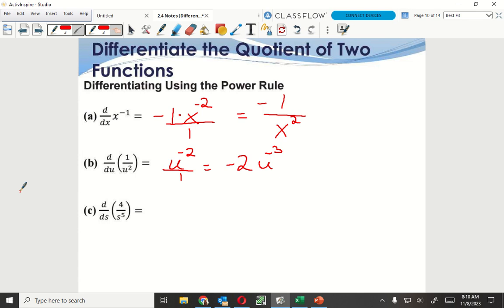All right, and then from here, I'm going to clean it up. I'm going to put the u to the -3, and move that to the denominator. So in the denominator, it's now going to become positive, right? Right now it's negative. So I'm going to have a -2 on top, and now it's going to be u to the +3 on the bottom.